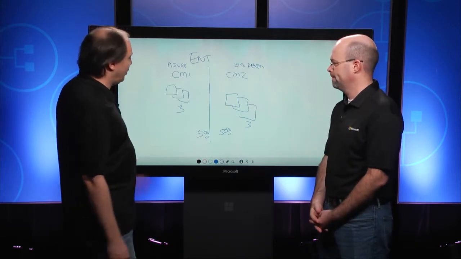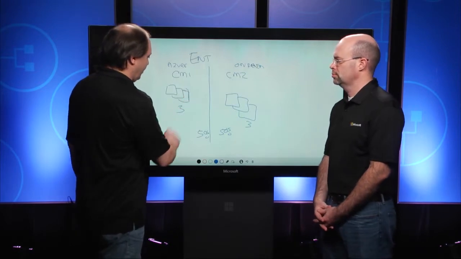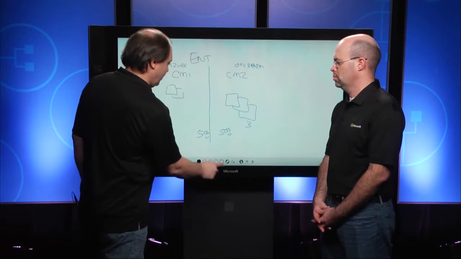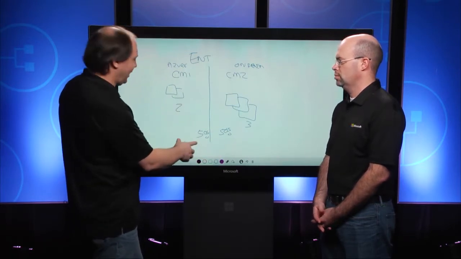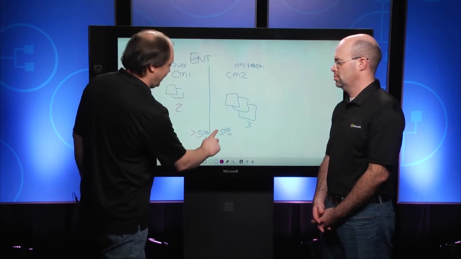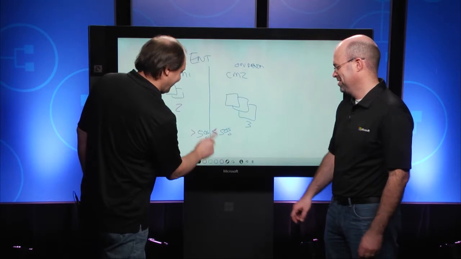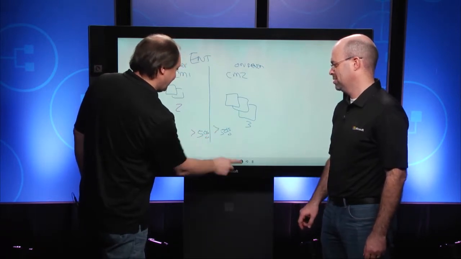So if we had this model, what happens if this guy loses a node? What happens if this guy goes away, and now he's down to 2? Well, now the percentage has dropped. I don't know the calculation there, but this guy's going to be less than 50%, and this guy's going to be greater than. I did them backwards. Sorry about that. So this guy's going to be greater than, and this guy's going to be less than.